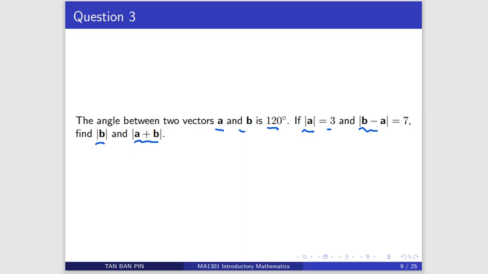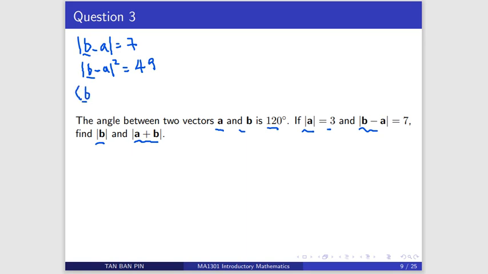The solution in the slide uses the cosine rule, the law of cosines. Actually, you don't have to use the law of cosines. You can do it like the working I showed you in the lecture videos. You are given that the length of B minus A is 7, so the magnitude of B minus A squared is 49. You just take the square.